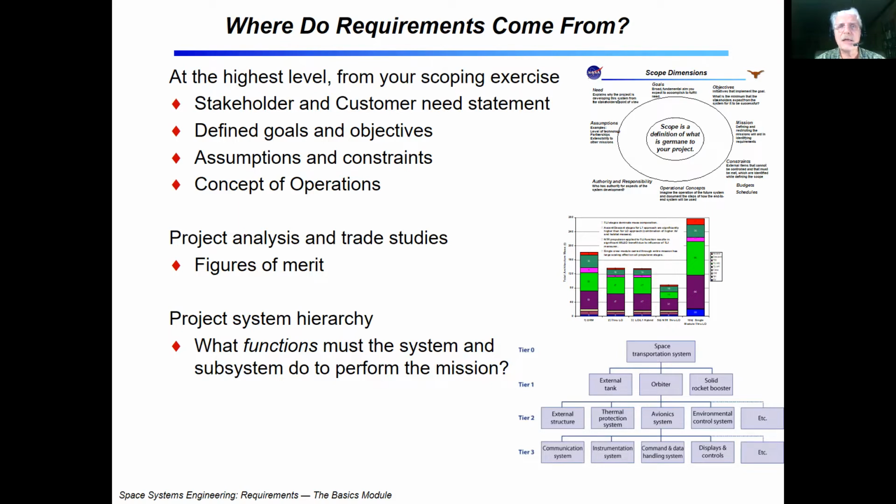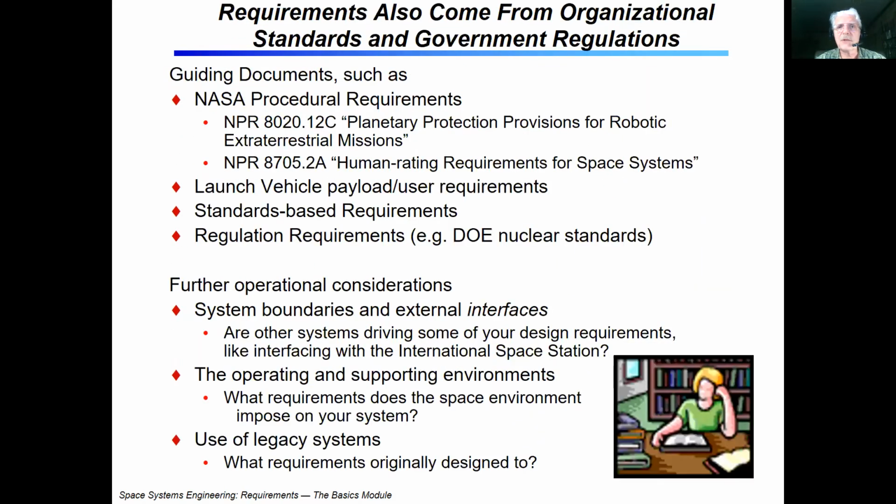These are all things that can come from the scope of your project. There may be trade studies that you do, comparing different types of sensors that may do the job, and these determine what some of your requirements are. There's probably a hierarchy: higher level objectives which drive into requirements, which then flow down into subsystems. So there's a variety of places where these come from.